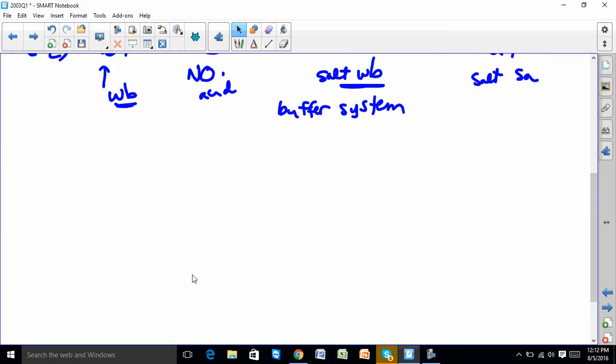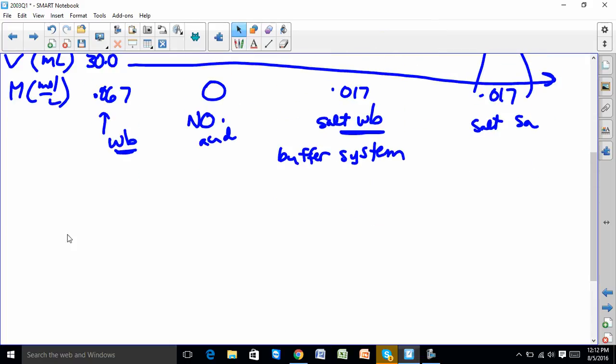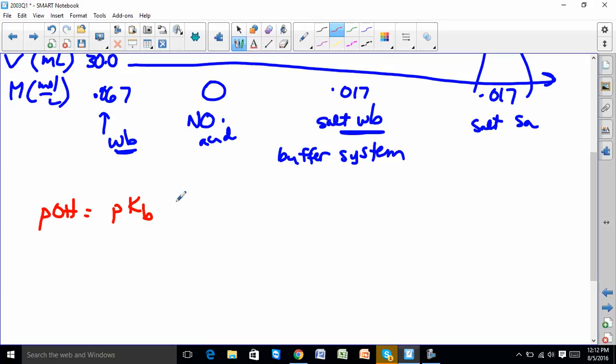And because this is a base, I'm going to use the base formula. So let me switch colors. Let me go red. So the pOH is the pKb plus the log of the conjugate, the base over the conjugate acid. Now I want to talk about this. There's 2 forms of this equation.